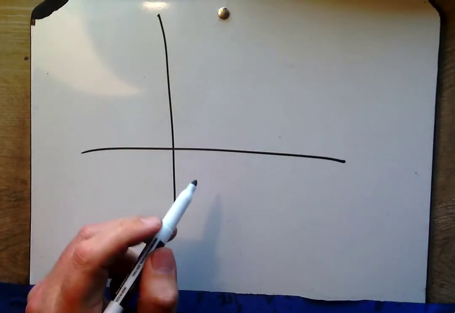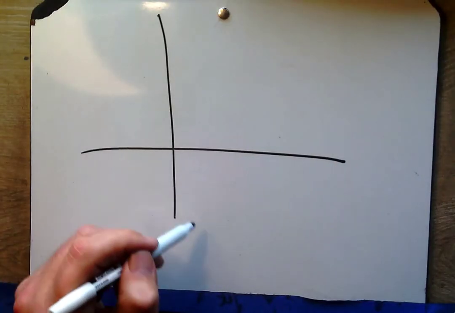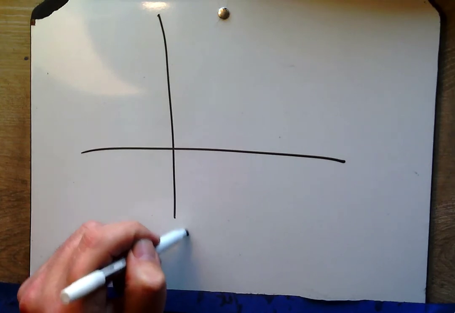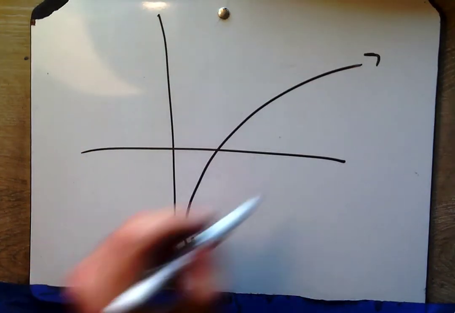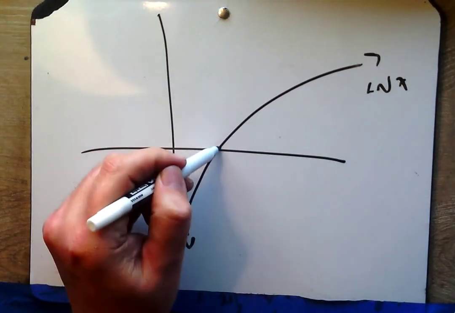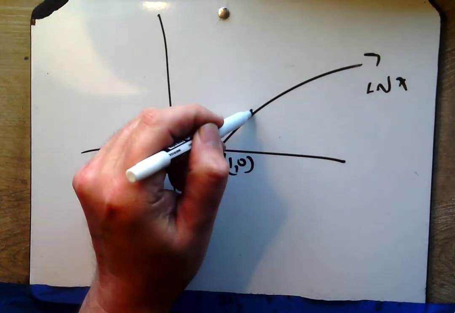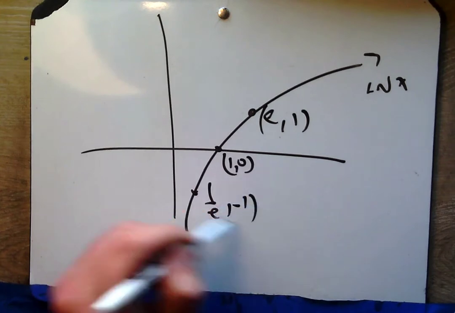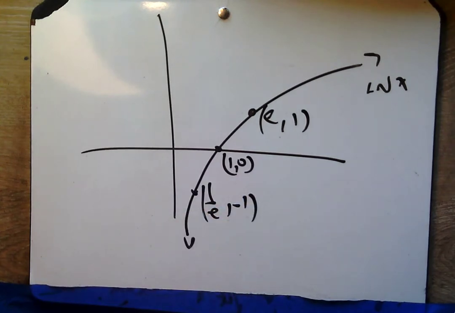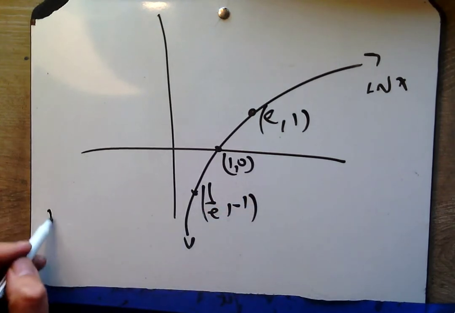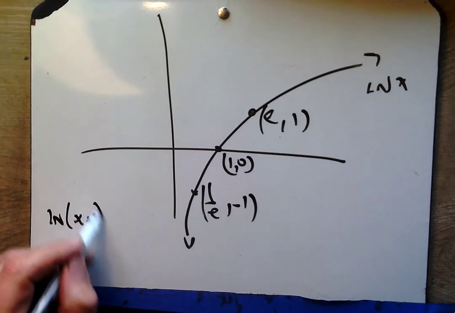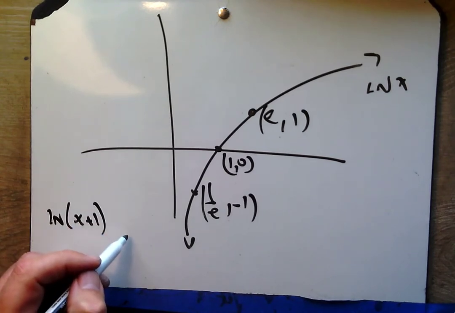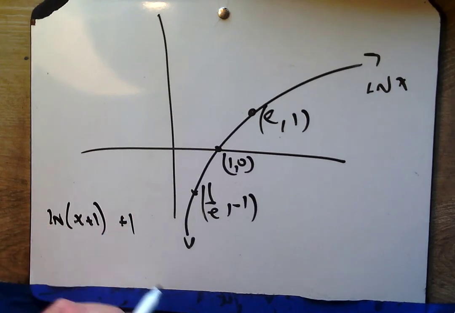Our first one is ln of x, right? So here's ln of x. It's got the point (1, 0), (e, 1), and (1/e, -1). The other equation was the ln of x plus 1. Wasn't that the ln of x plus 1, or was it the ln of x minus 1? The ln of x plus 1, plus 1.